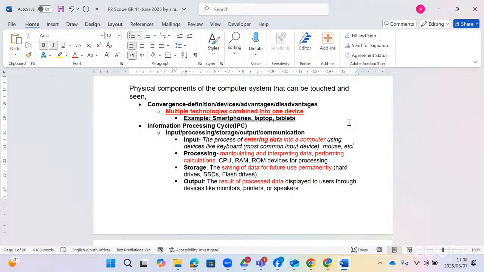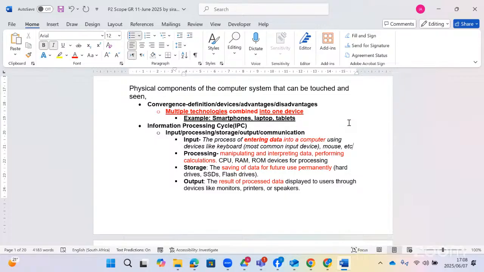Then we also have the storage device, that is saving data for future use permanently. Example is the hard drive, solid state drive, which is the newest type of internal storage of the computer. New types of devices are using SSDs. We have flash drives and others, CD, DVD, Blu-ray, and others.